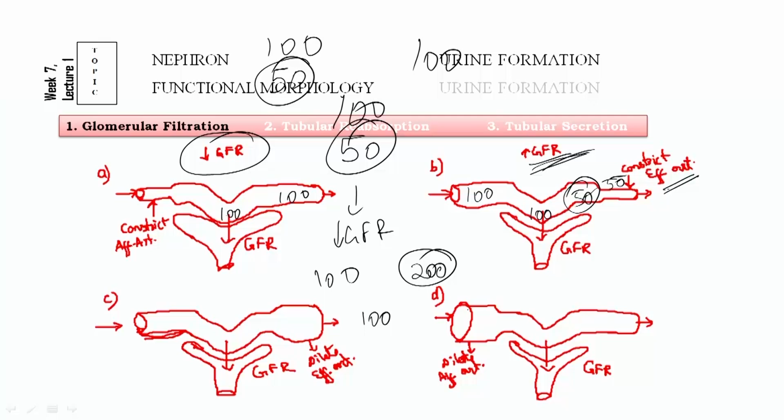The next scenario is the dilatation of the afferent arteriole. Here, instead of 100, 150 enters, but in the glomerulus it is only 100, and then the exit is another 100. That means the entry is more, but the exit is the same. So again more blood stays in the glomerulus itself. As a result, it will be filtered, and the glomerular filtration rate increases.